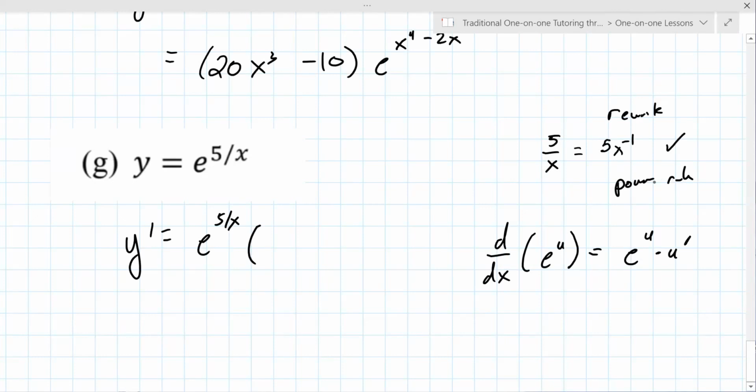So then that becomes, to the negative 5, x to the negative 2, right? Very good. Now, a potential rewrite here is putting the negative 5 out front. Okay, e to the 5 over x, and then x to the minus 2 goes down to the bottom as x squared. Okay.